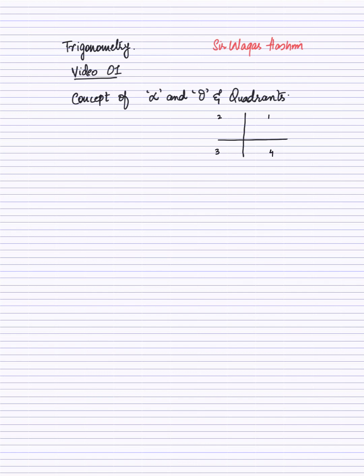In the first quadrant we say that all trigonometric functions are positive. In the second quadrant we say that sine is positive. In the third quadrant we say that tan is positive. And in the fourth quadrant we say that cos is positive.